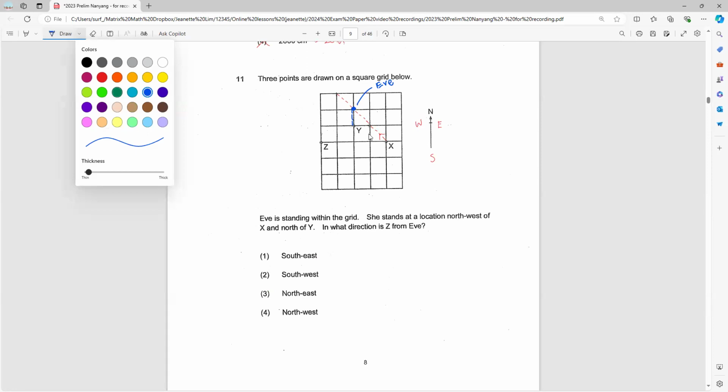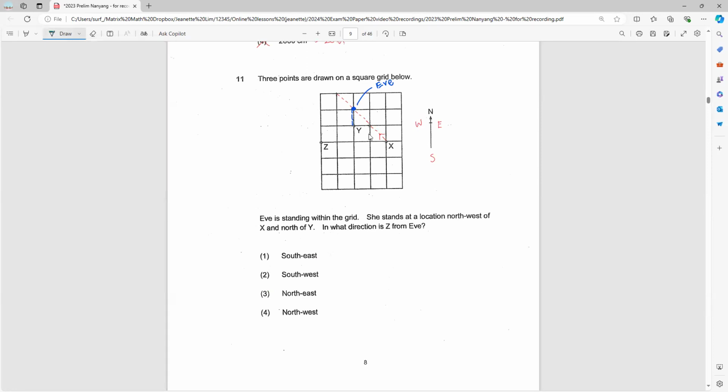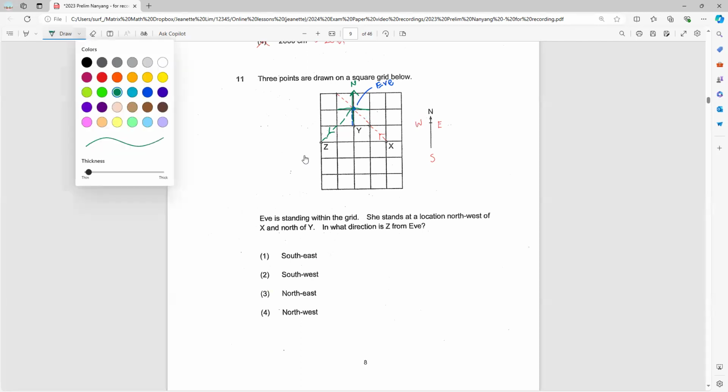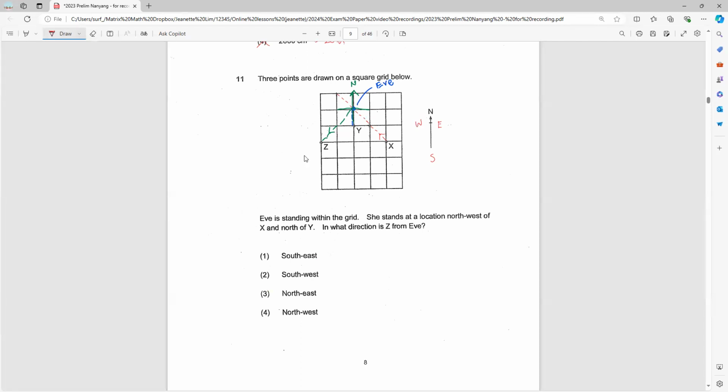From Eve means this is your compass, and this is your north. So what is Z? Z is this direction, between west and south, so southwest. Okay, so answer southwest. So a few steps to get the answer.